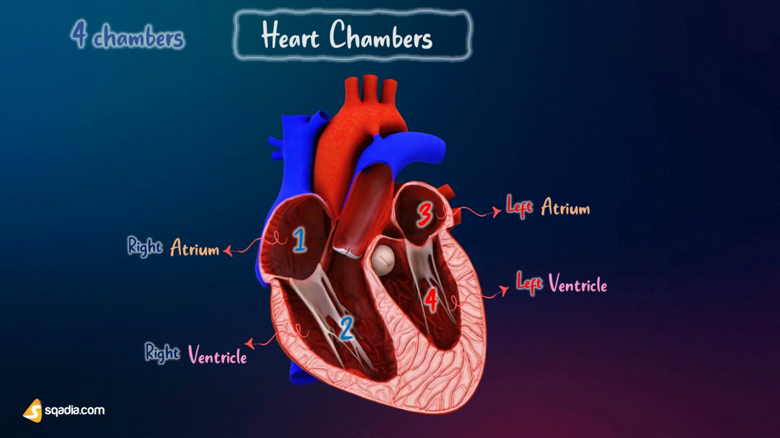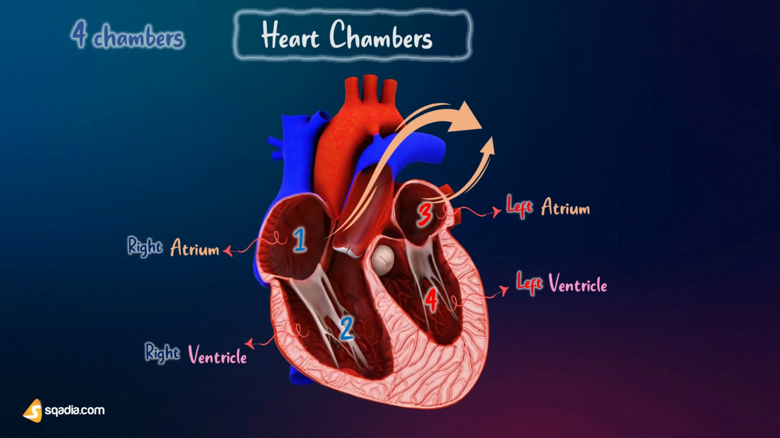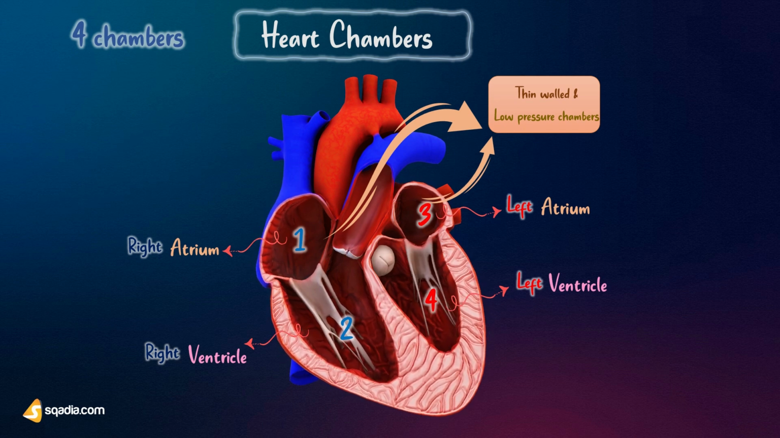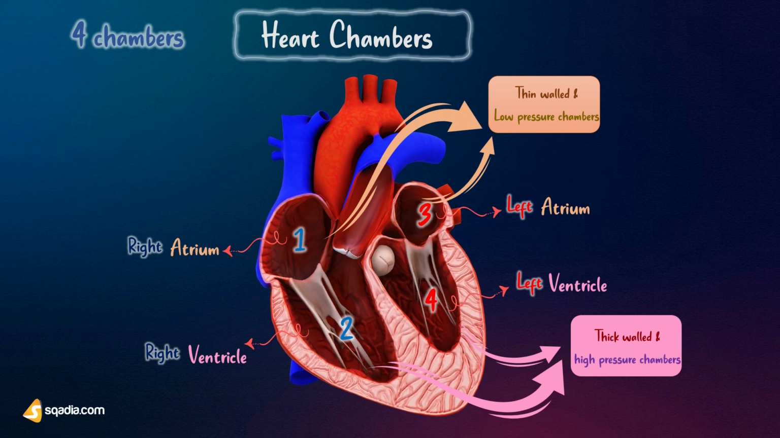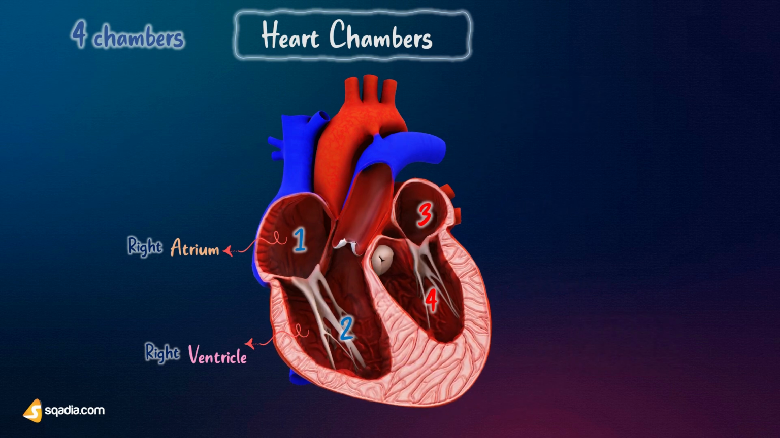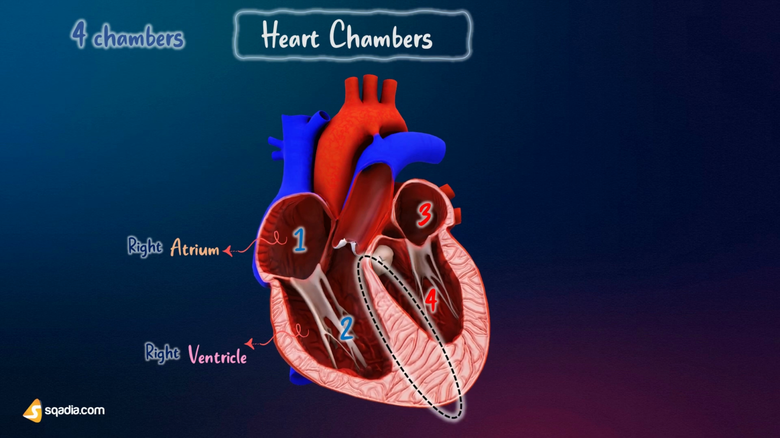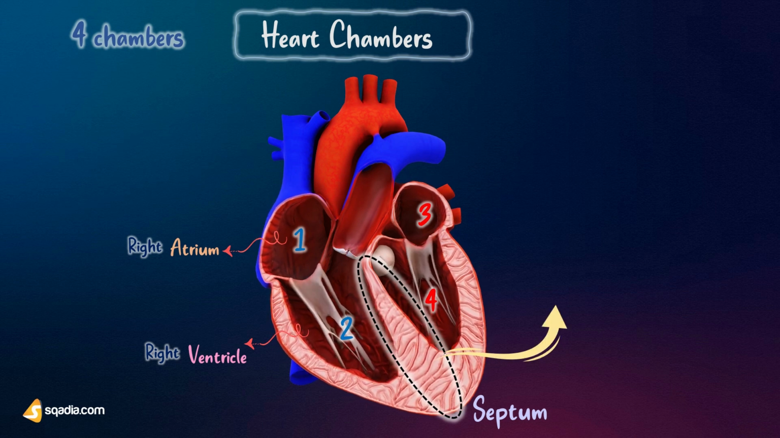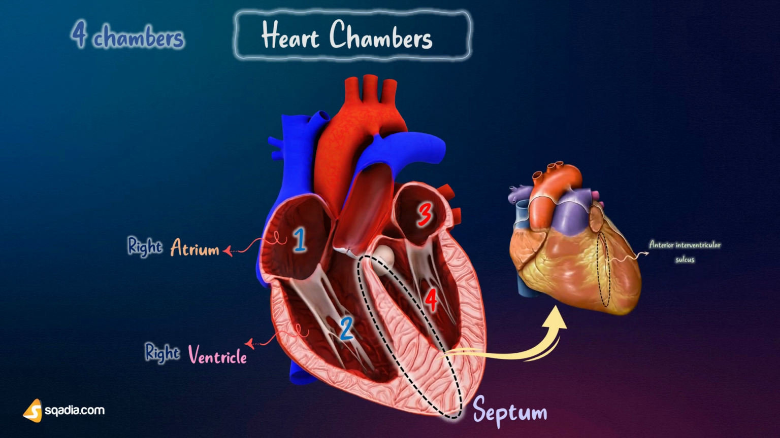Both left and right atria are thin-walled and low-pressure chambers that receive blood returning to the heart, whereas the ventricles are the thick-walled and high-pressure chambers that receive blood from atria, which they pump out to arteries. The left atrium and ventricle are separated from the right atrium and ventricle by a solid wall-like structure called septum. This keeps blood from one side of the heart from mixing with blood from the other side.